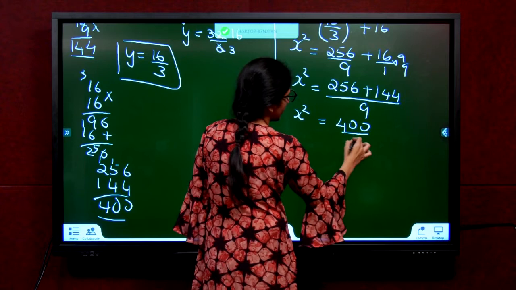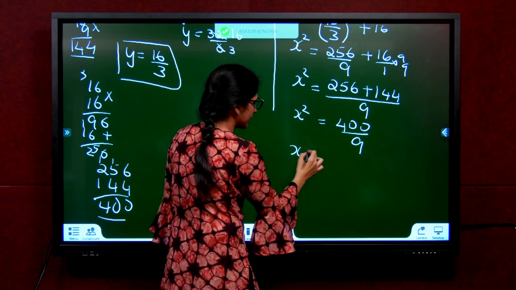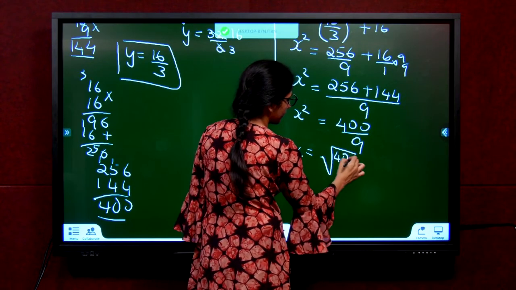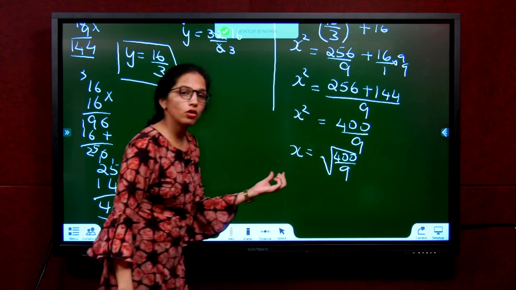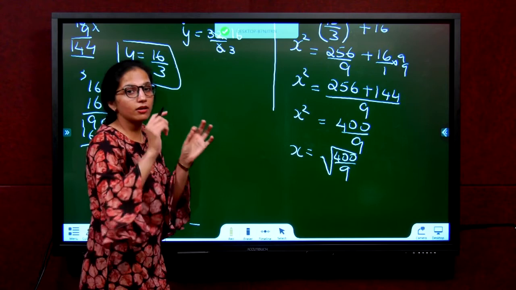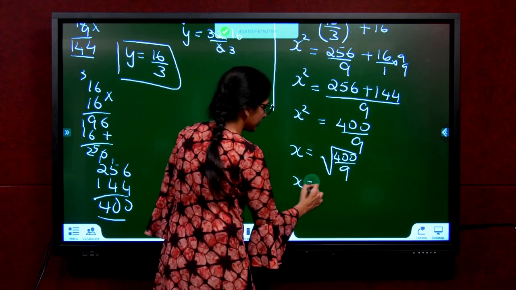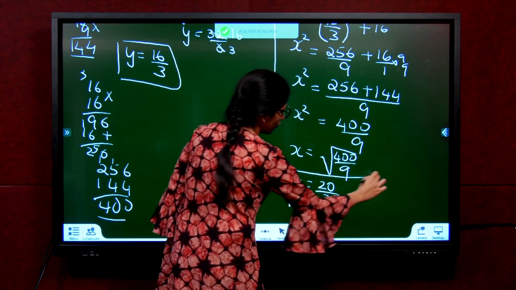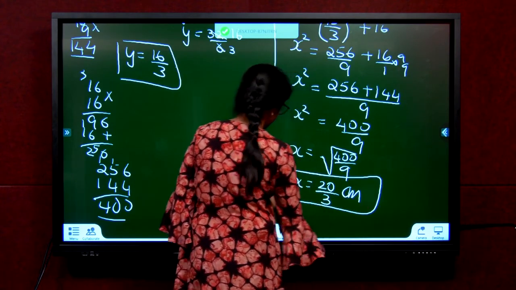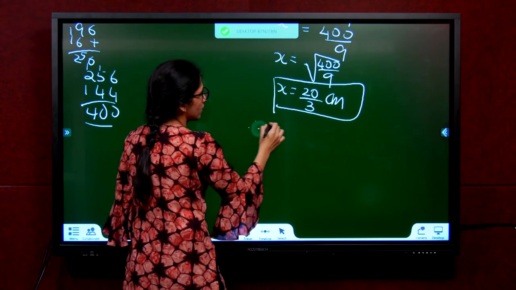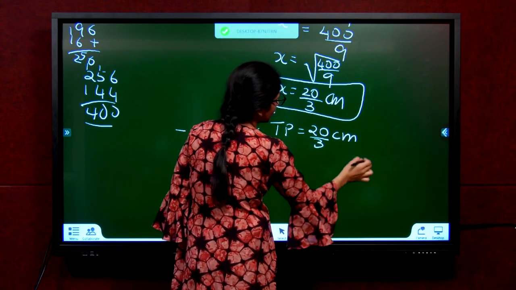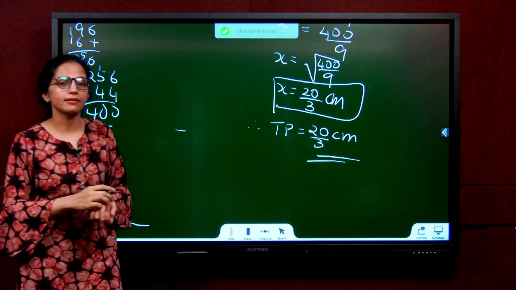400 by 9. X is equal to plus or minus root of 400 by 9. Why do we ignore the minus? Because again length cannot be negative. So X is equal to root 400 is 20, root 9 is 3. Therefore, the length of the tangent, therefore, TP is equal to 20 by 3 centimeters, or the length of the tangent is 20 by 3 centimeters.